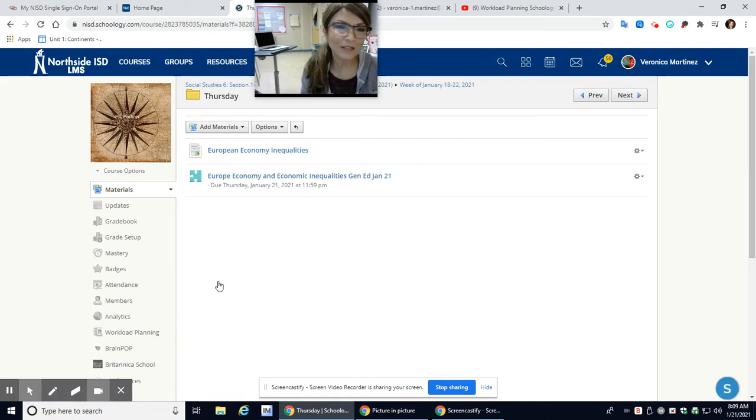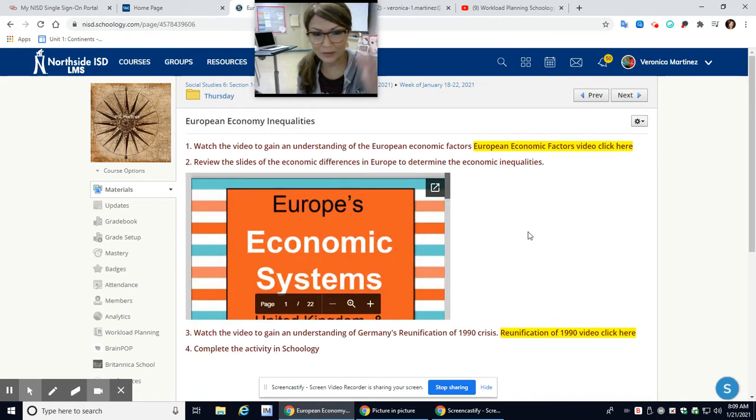Today we're going to be discussing European economy inequalities. Yes, we are still on the unit of European Union because the European Union has a major impact in Europe. So we talked about how the union has helped numerous countries, now 27 where there was once 28, come together to help each other economically.